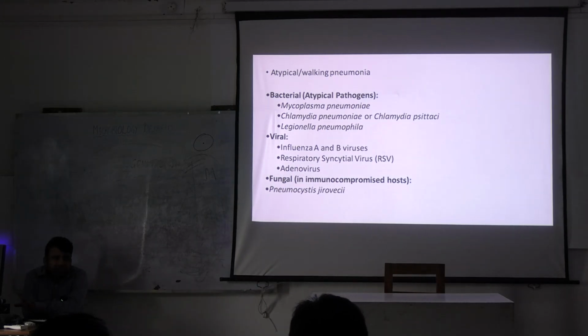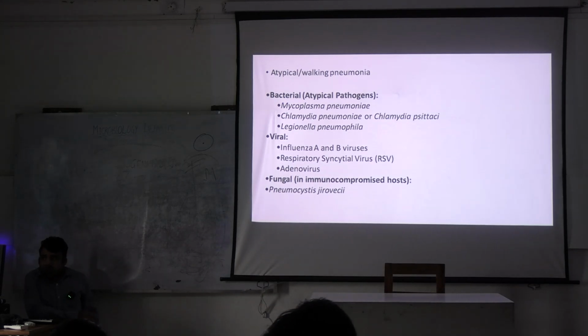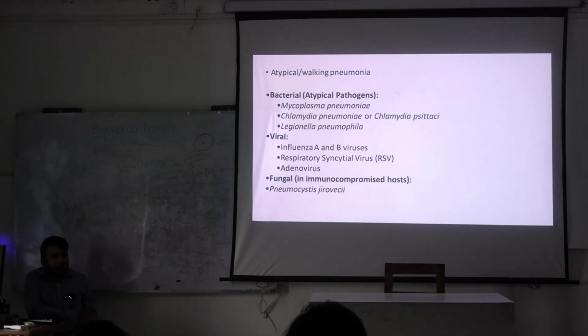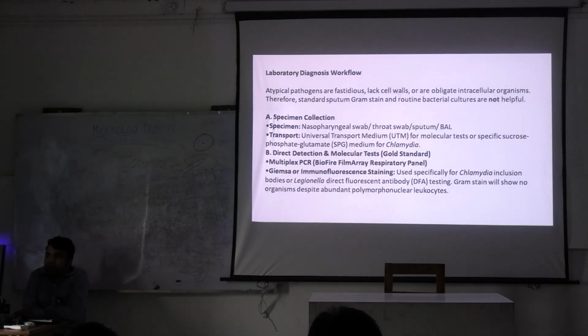The most common causative agents of atypical pneumonia among the bacterial causes will be Mycoplasma pneumoniae, Chlamydophila pneumoniae, Legionella pneumophila. Among the viral causes, we have influenza viruses, respiratory syncytial virus, and adenovirus. Now remember, RSV causes much more illness in children, but in adults it may cause atypical pneumonia. Other than that, fungal causes can be seen in case of immune compromised. Okay. Now, how can we diagnose?